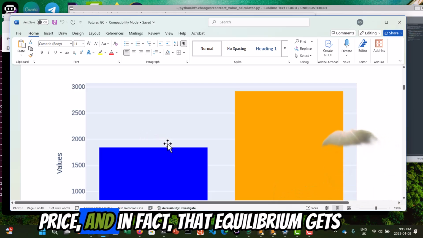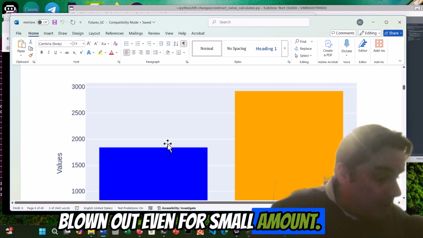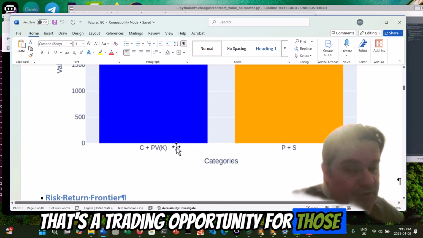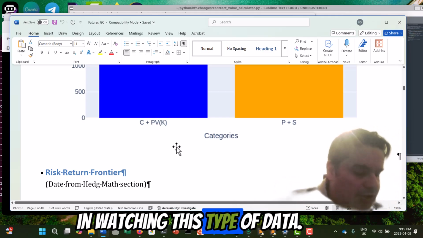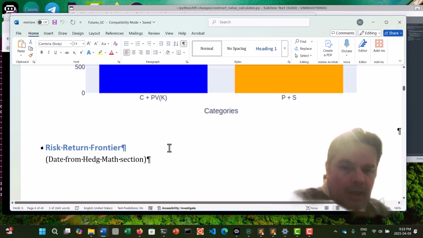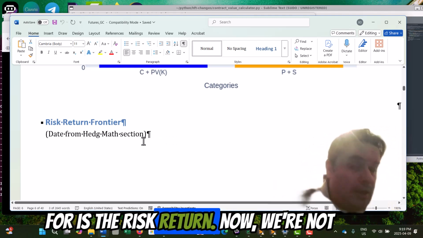Because on that price, if that equilibrium gets blown out, even for a small amount, that's a trading opportunity for those operating at a very quick level and watching this type of data. Okay, so another thing that they look for is the risk return.